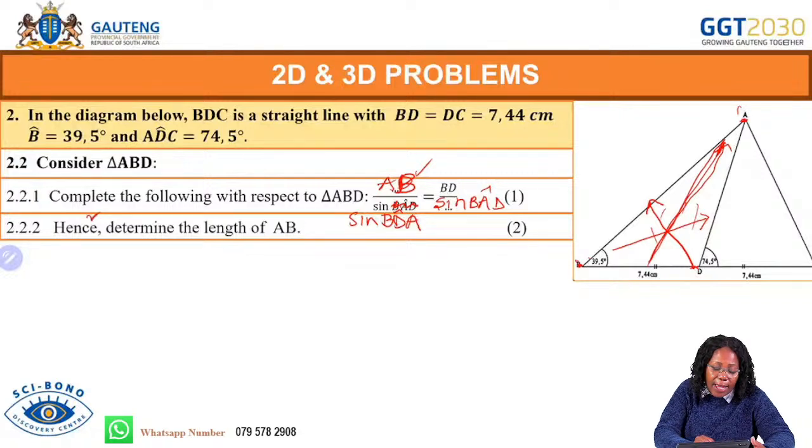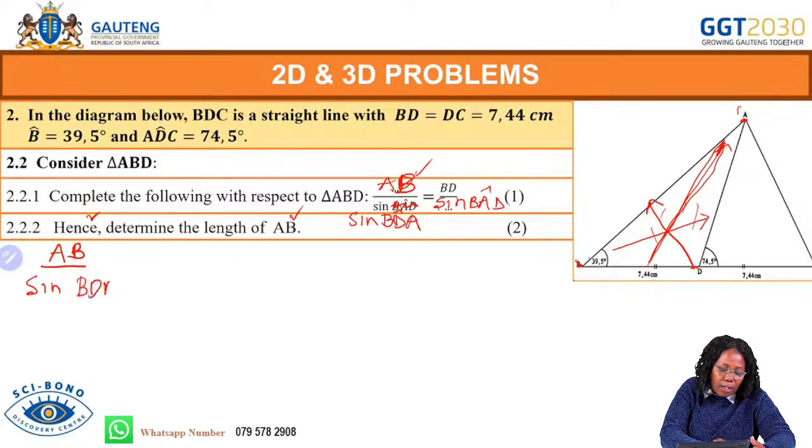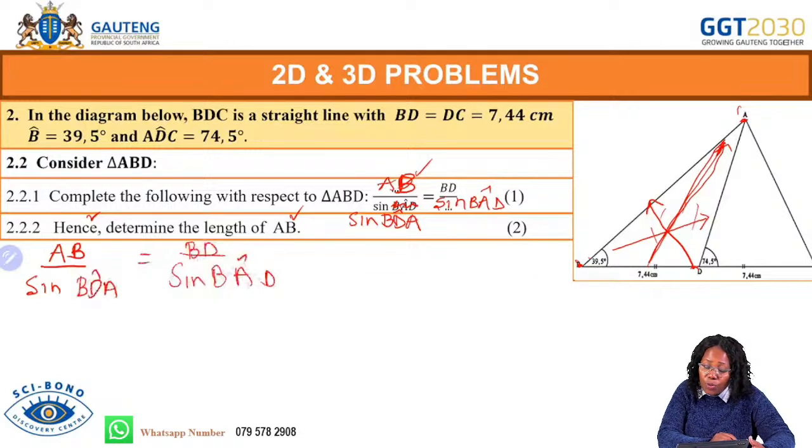And then it says, hence calculate the length of AB. So if we calculate AB, we'll take the same fraction, the sine rule that we indicated on top: AB over sine BDA equals BD over sine BAD. Now we substitute. Do we have a value for AB? No, we don't have that one. We are looking for that AB, and then we have a sine of BDA.